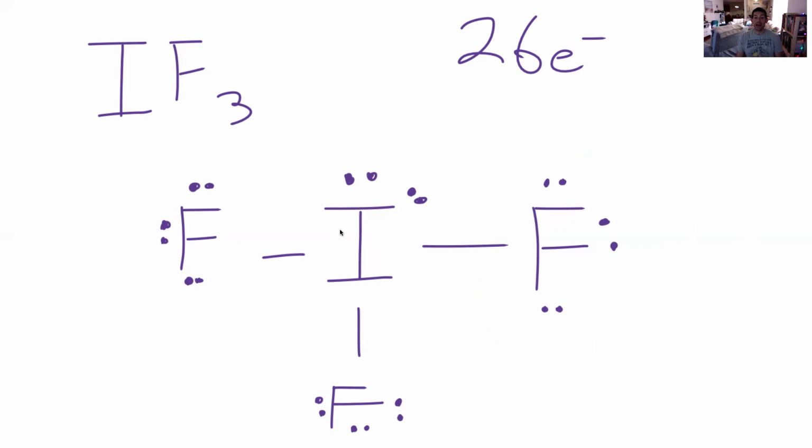This is what we call an expanded octet. Iodine has more than 8 valence electrons, which is totally fine, by the way, and this is what it looks like. You might not be happy with the way they look, so maybe you'll erase them and redraw them just to make those 2 lone pairs a little neater, a little more evenly spaced out. Totally fine, not a big deal. But this is IF3.